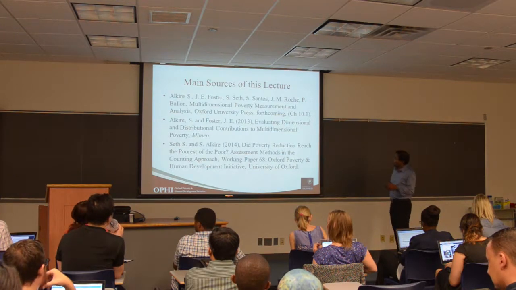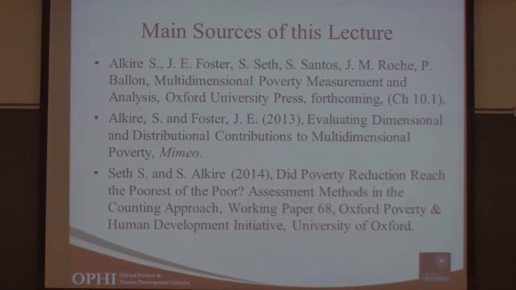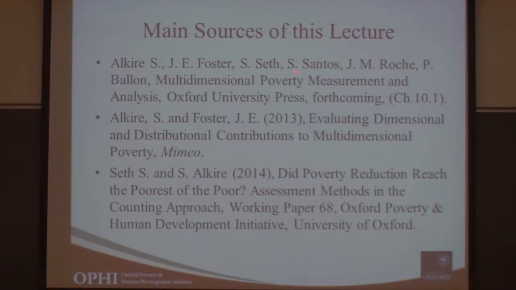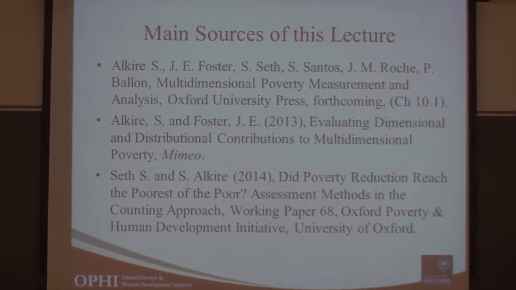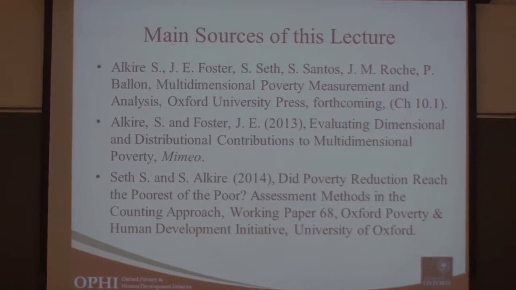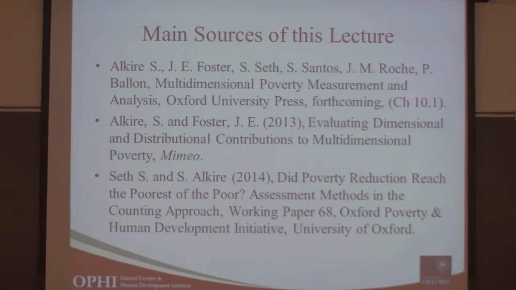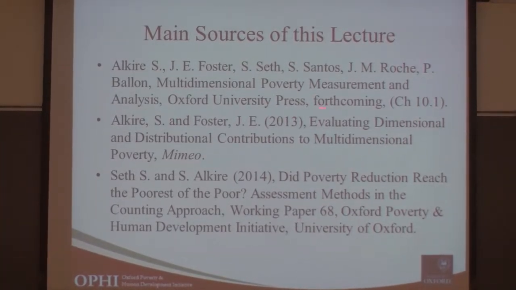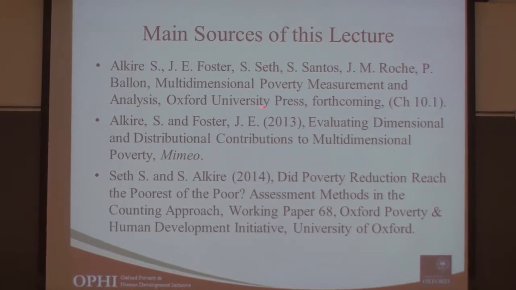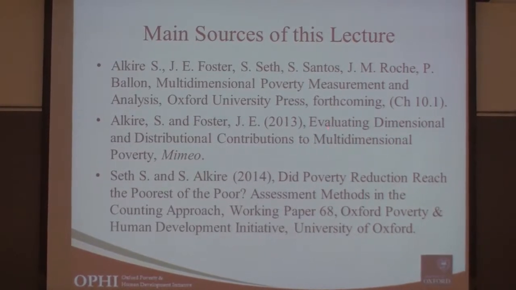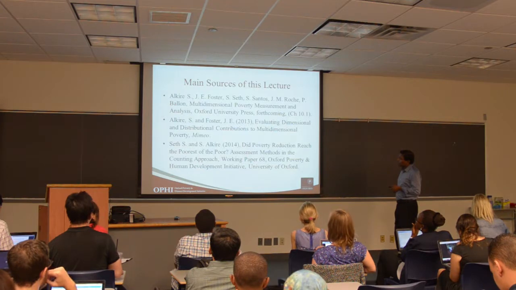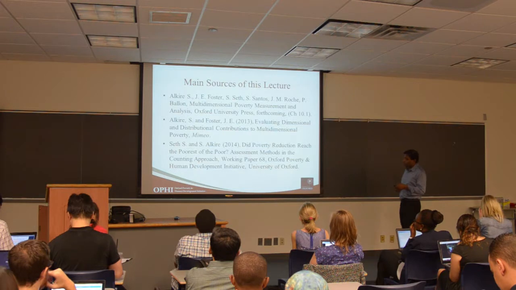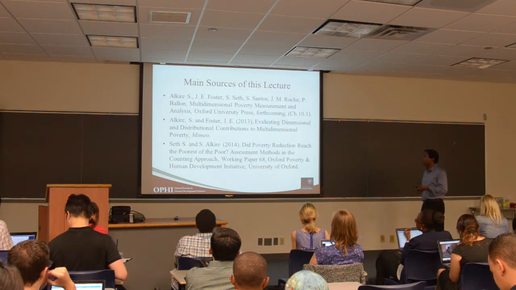Main text, of course, chapter 9, we have the first part. Sorry, it should be 9.1, it's not 10.1. We reshuffled some of the chapters in the end. It should be 9.1. And James and Sabina have this mimeo. I'm not sure if it is available online. Their presentation may be, not sure about the paper. And then there's a paper by me and Sabina. It's also available from the working paper. So it's mainly these three readings for this lecture.